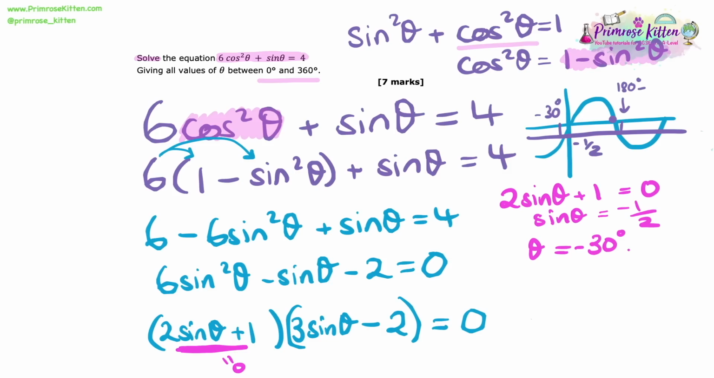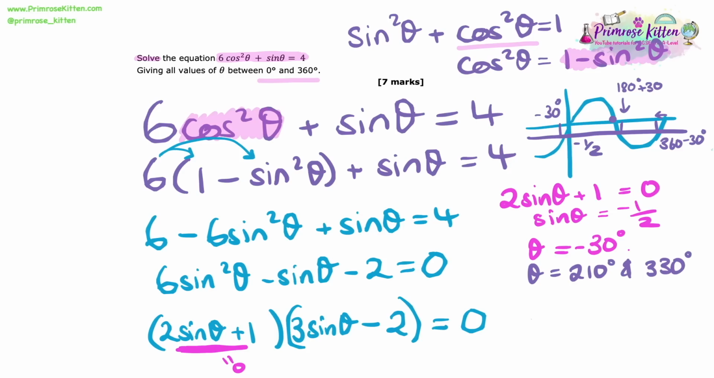And due to symmetry, I can see that the first point is going to be 30 bigger than 180. Likewise, I can see the next one is 30 less than 360. So here then I can say that theta is equal to 210 degrees and 330 degrees. And there's our first two solutions here.